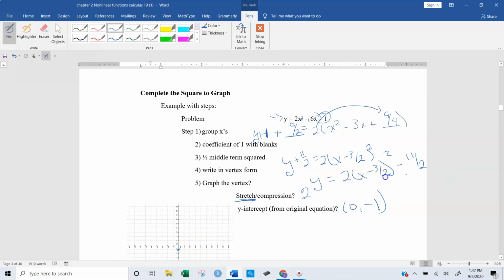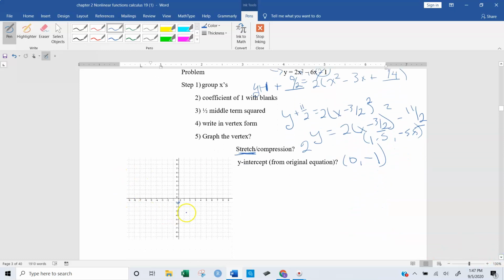Now I have to look here. My vertex right here is 1.5 because it's opposite sign, and a -5.5. So let's graph that. Let's go to 1.5 and down 5.5. And there's my vertex. I know my vertex is symmetrical. So if this is 1.5 away from here, I go 1.5 away from here. And there's my other side.